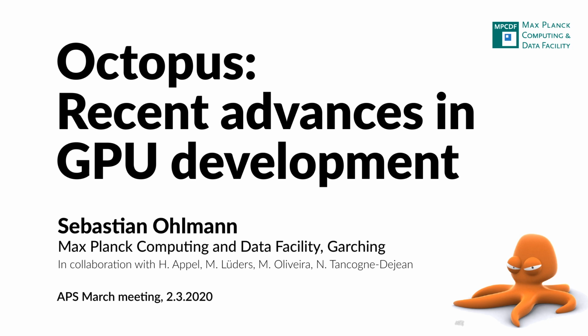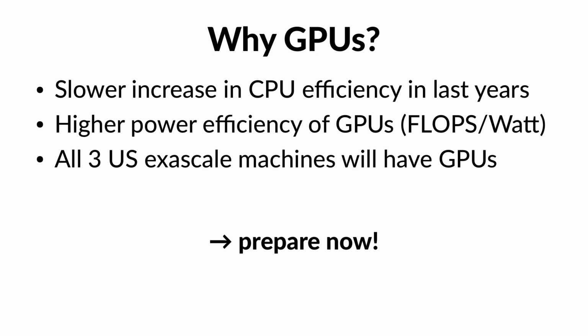And so now the first question is, why GPU development at all? If you look at what happened for CPUs in the last years, you could see that the performance increase was really slowing down. And this has several reasons, but the main point is it is like that, and in order to cope with it, you can look at GPUs which have a higher power efficiency, which means you can get more flops per watt. And if you go to larger and larger machines, this is essential.